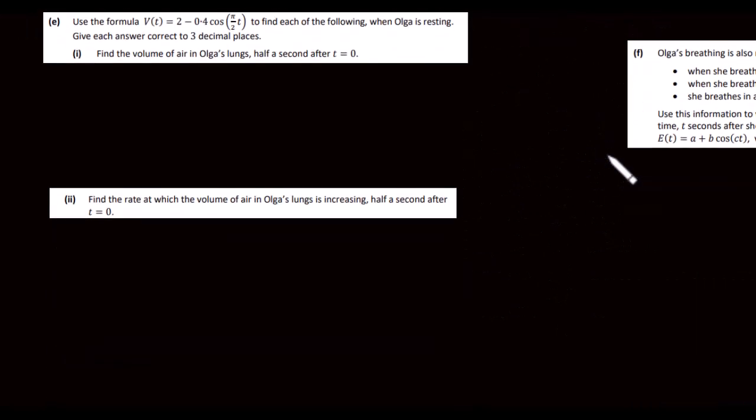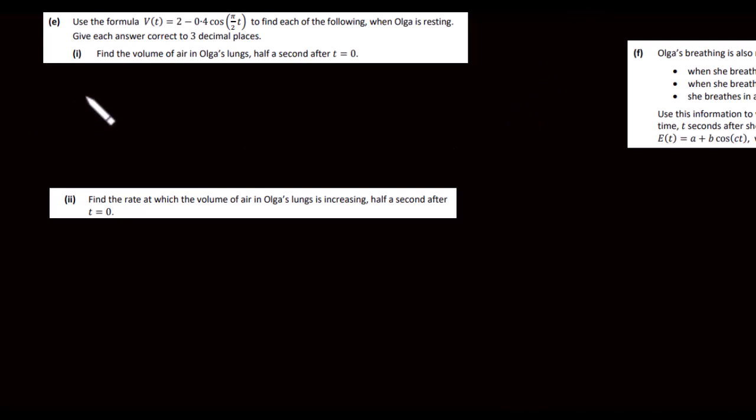Let's have a look at E then. Use the formula V of t is equal to 2 minus 0.4 cos pi over 2 t to find each of the following when Olga is resting. Give each correct to 3 decimal places. First one, find the volume of air in Olga's lungs half a second after t is equal to 0.